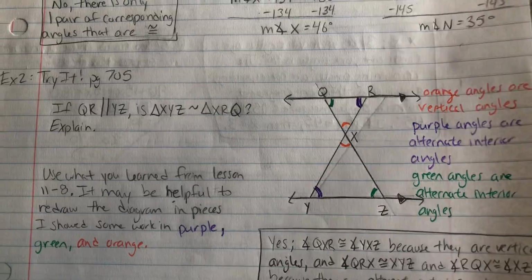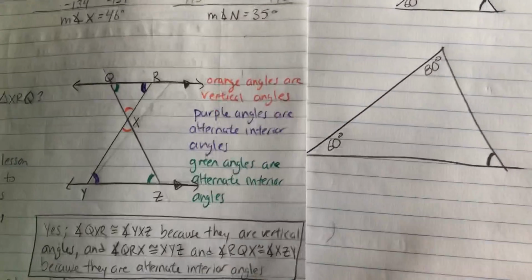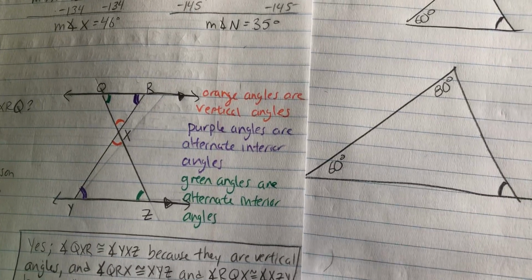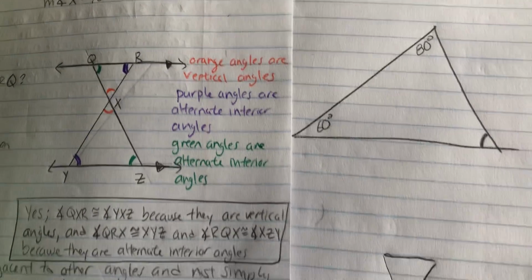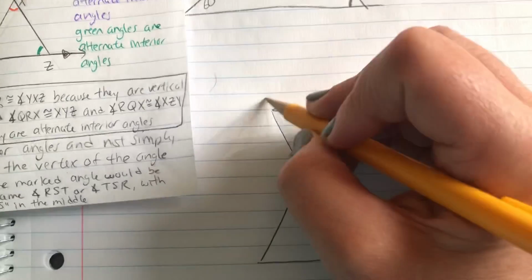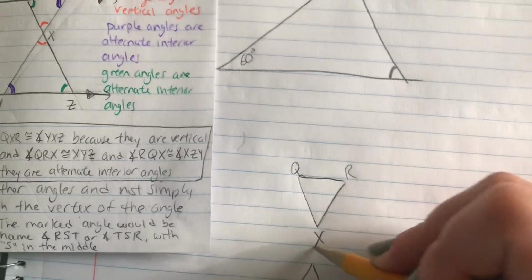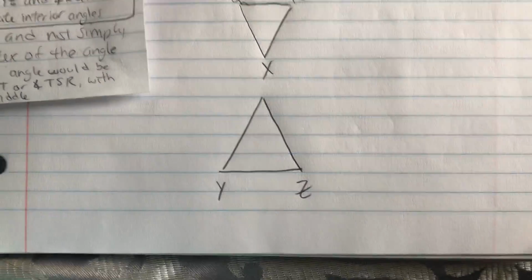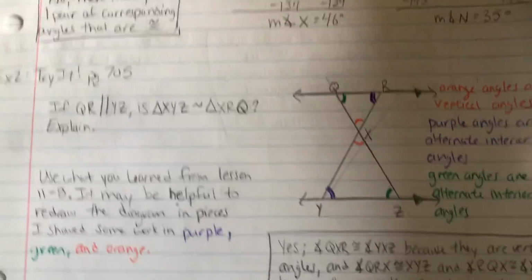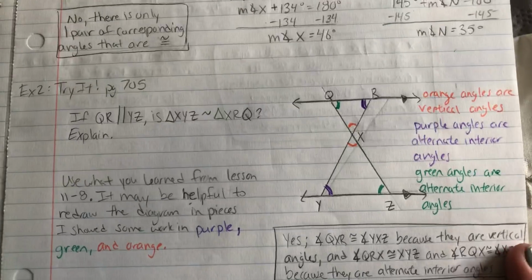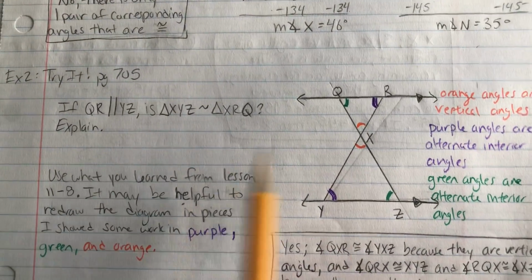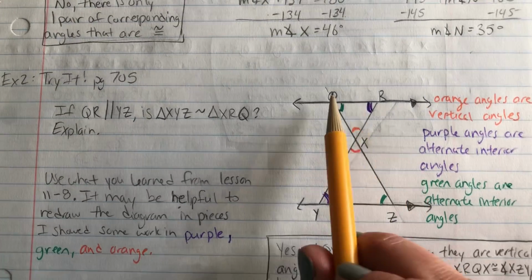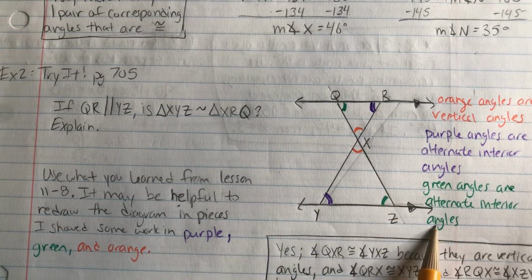One thing that might be simpler for you is to redraw this as two separate triangles. Okay, so that's what I'm doing off to the side here. So we've got Q, R, X, Y, Z. Okay, this is going to bring back some topics from angle relationship lessons. It's telling you and showing you in the diagram that these two lines are parallel, line QR and line YZ.